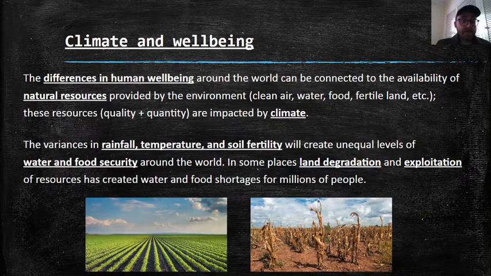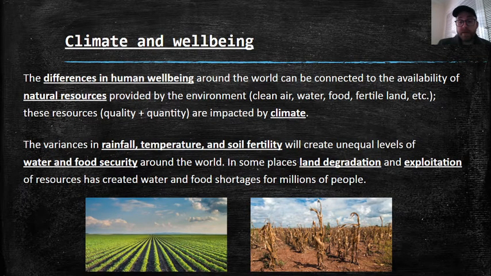Now, the differences in human well-being around the world can be connected to the availability of natural resources provided by the environment. So clean air, water, food, land that you can farm on, etc. All those resources in terms of their quality, so how good they are, and the quantity, so how much you get, all of those things are impacted by the climate. Changes or variances in rainfall, temperature, the soil will create unequal levels of water and food security around the world.